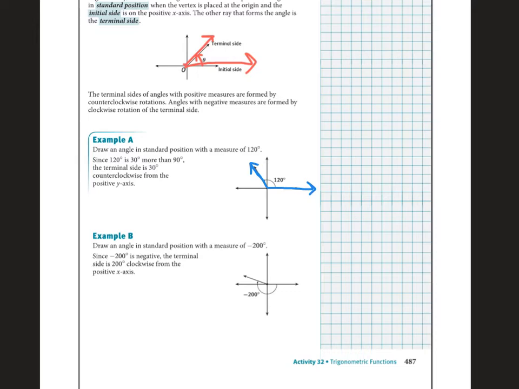Okay, to handle negative angles, again, they always start with the positive x-axis. Now this one, since it's negative 200, you would just go 200 degrees clockwise. So you're going to go down through quadrant 4, then quadrant 3, and you have to go a little bit past. Sorry, I missed the spot there. But again, the other part of the x-axis would be 180, so we needed to go about 20 degrees past that. So we actually went negative 180 and then 20 more to end up where we did.